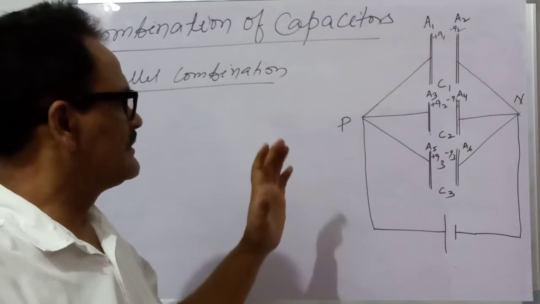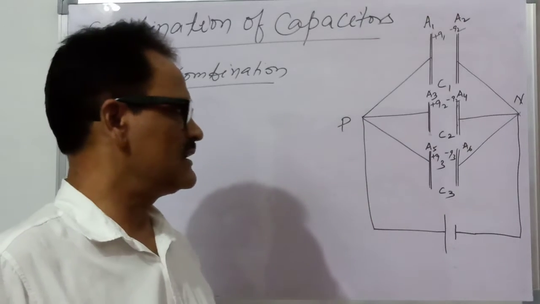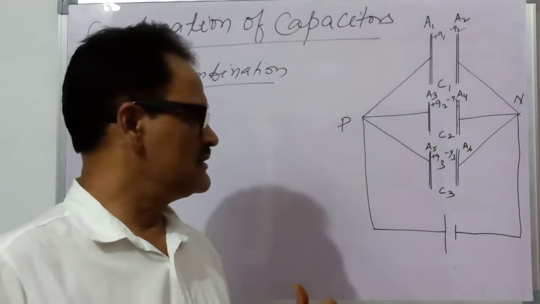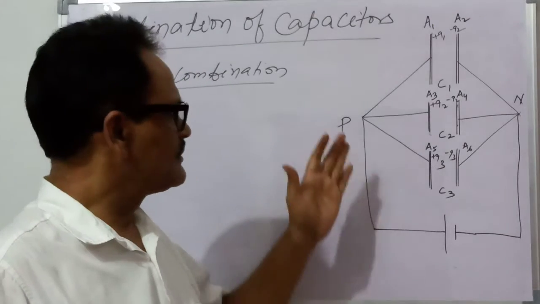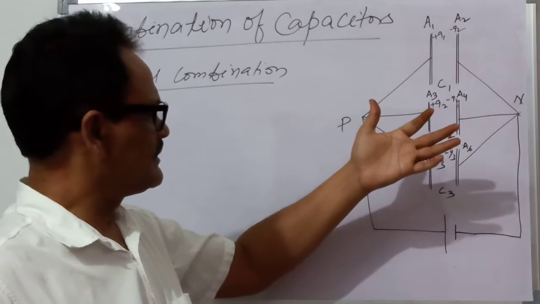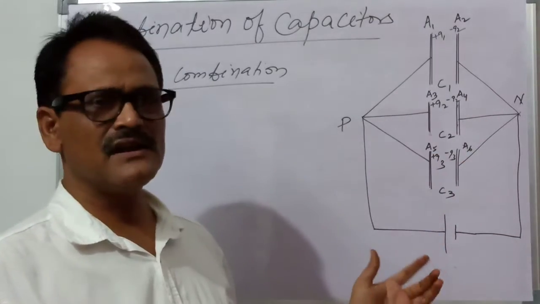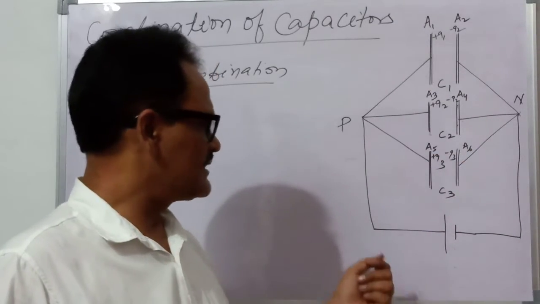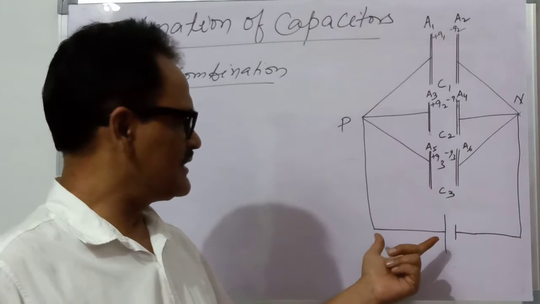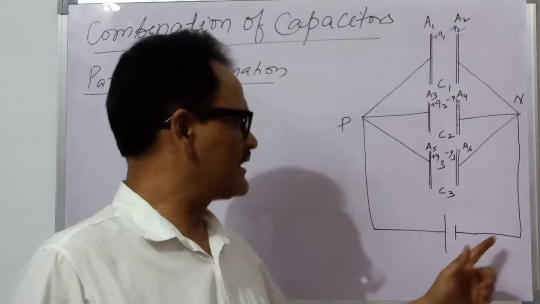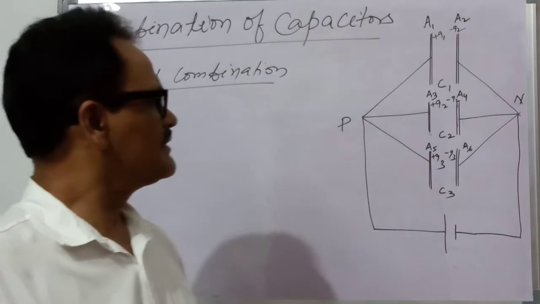I have already said in the previous video that in every combination there are 2 points, and between the 2 points the battery or cell is connected. So for this combination the 2 points are P and N, and between P and N the cell is connected. The positive terminal of the cell is connected to the terminal P, and the negative terminal of the cell is connected to the point N.